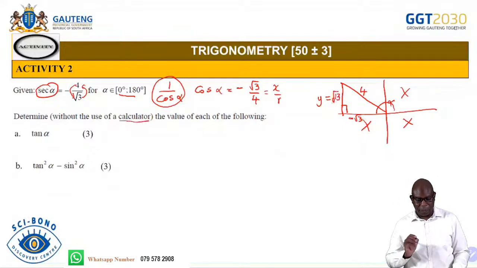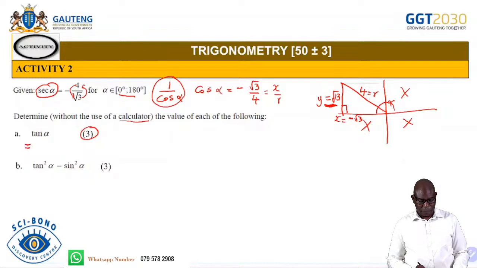So we will see. Now, I have my x, I have my r, I need the tangent of theta. Can you see why it's 3 marks? It is because I first need to get the value of y, because I cannot get tan alpha if I don't have y. So now, tan is opposite over adjacent, so it will be negative square root of 13 all over square root of 3. I can leave it like that.